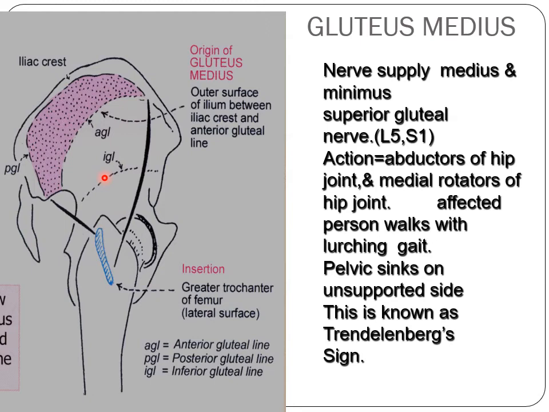So its origin is above by the iliac crest, behind by the posterior gluteal line and in front by the anterior gluteal line. It also arises from the gluteal aponeurosis. This is the thickest part of the deep fascia. From there also its fibers originate.